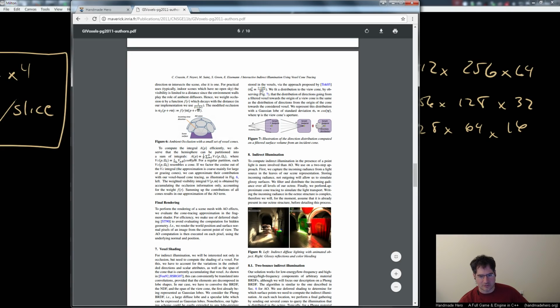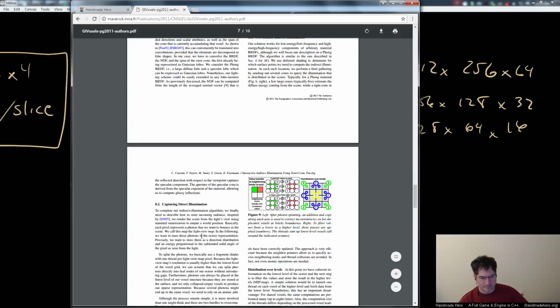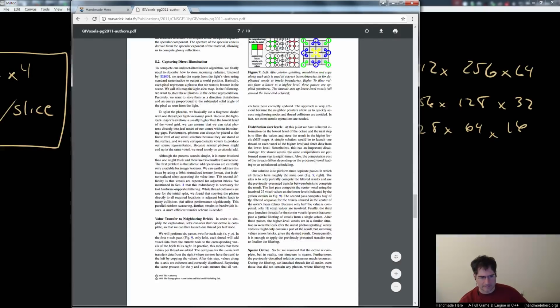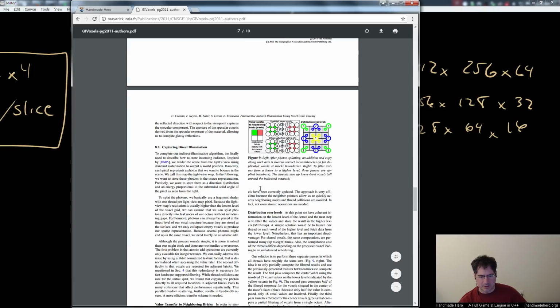We filter and distribute the incoming radiance over all levels of our octree. Finally, we perform approximate cone tracing to simulate the light transport. Writing the incoming radiance in the octree structure is complex, therefore we will from the moment assume it's already present in the octree structure before detailing the process. All right, so where is that? Here we go. In order to simplify the explanation, let's consider that our octree is complete so that we can then launch one thread per leaf node. Okay, we'll perform 6 passes, blah, blah, blah.